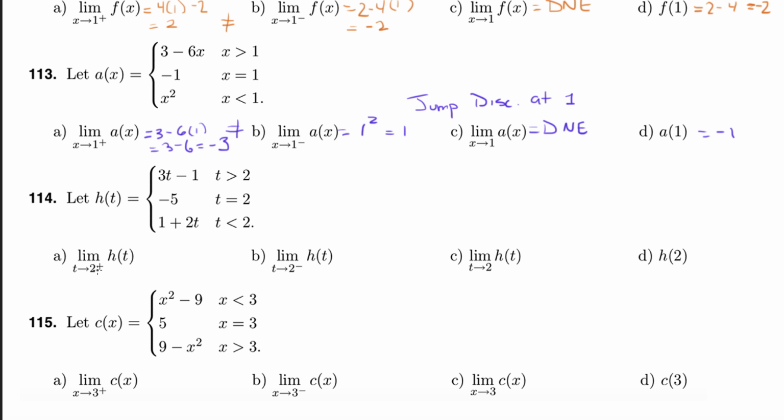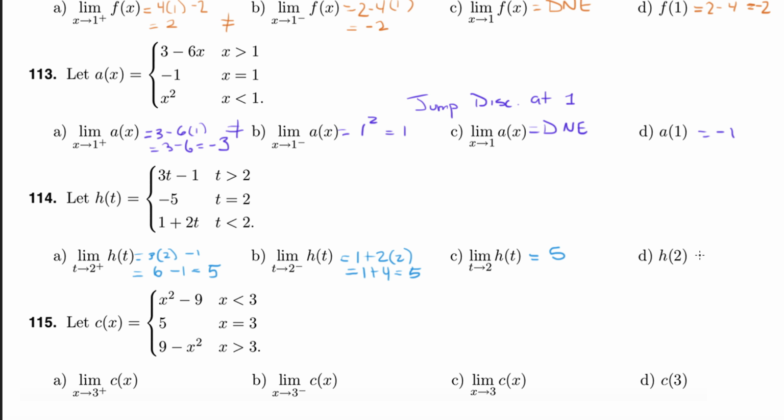When t approaches 2 from the right, again, same concept. You just plug it into the one that has t greater than 2. So this is going to be 3 times 2 minus 1. It's going to be 6 minus 1, which is 5. For t approaching 2 from the left, it's going to be this one here. It's going to be 1 plus 2 times 2, which gives you 1 plus 4, which is 5. Since the limits are both equal in both directions, then the limit is equal to 5.